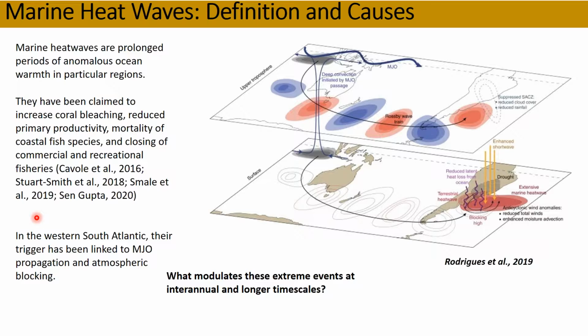But these blocking events are generally associated with intraseasonal variability, right? The MJO is a very intraseasonal phenomenon. And the idea here is to try to study what would be modulating these events at longer time scales.